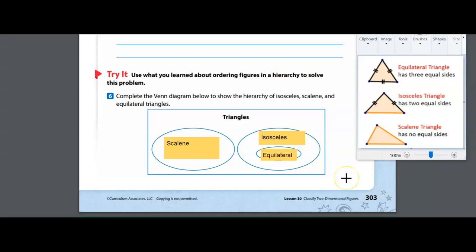Make sure you're writing this down in your packet at this time. Now, boys and girls, you will be working on your own on pages 304 through 307. And be sure to look back at the anchor charts in this video to help you identify the definitions and the examples of each shape.